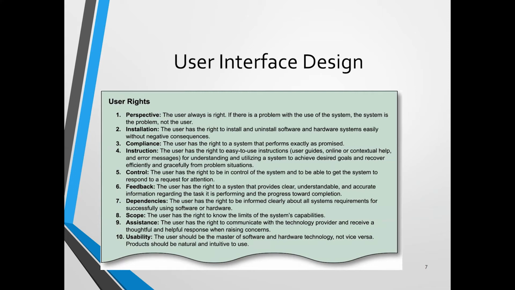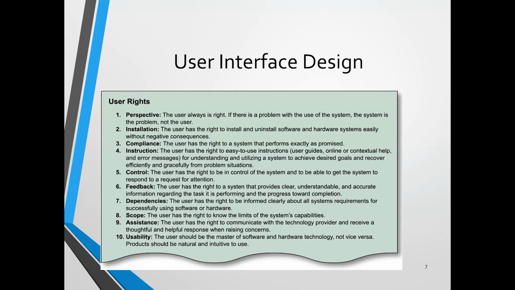Number 8, scope: they have the right to know the limits of the system's capability, what the system can or cannot do and at what level. Number 9, assistance: they have the right to communicate with the technology provider and receive a thoughtful and helpful response when raising concerns. Number 10, usability: users have the right to be master of software and hardware technology, not vice versa.